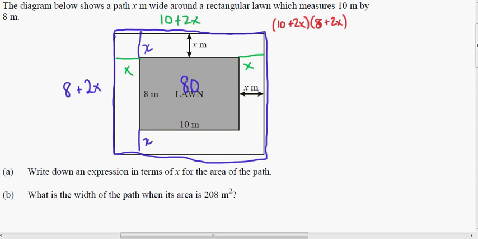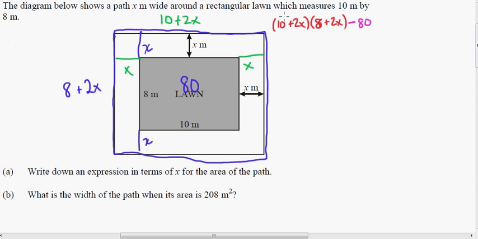Anyway, and then you're going to have to subtract 80, because that's the area of the lawn. So what that represents is the area of the path. Now I'm going to simplify this. If you put this answer down, you would get credit for it, but we're going to simplify this.